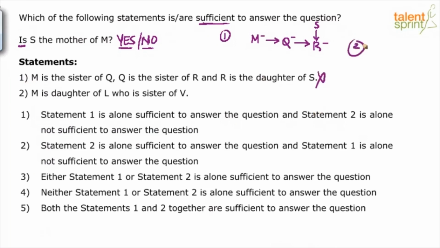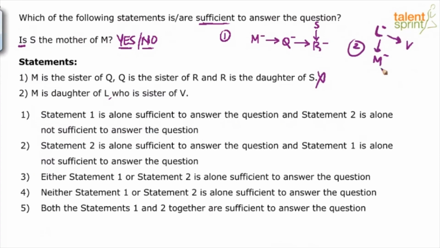Look at statement 2. Statement 2 says M is the daughter of L, who is the sister of V. M is the daughter of L, and L is the sister of V. Now there is no mention of S at all. In statement 2, there is no mention of S at all, right? Is anything given about S here? No, nothing is given about S. So is S the mother of M?